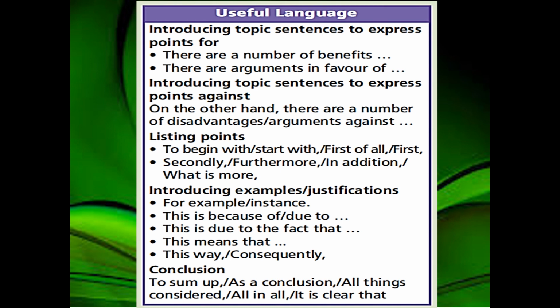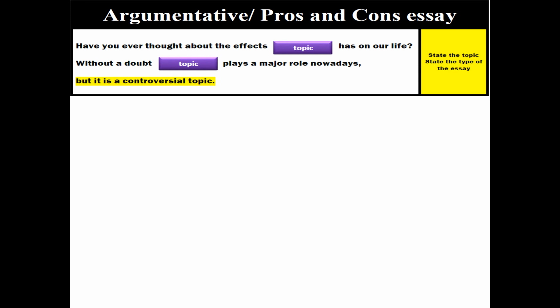Of course, to introduce your examples and justifications, you can use: for example, for instance, this is because of, this is due to, this is due to the fact that, this means that, this way, consequently, and so on. And to conclude, namely your last paragraph: to sum up, as a conclusion, all things considered, all in all, it's clear that. Now I will present a model which can be used to do these functions.